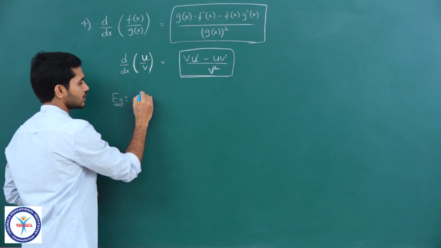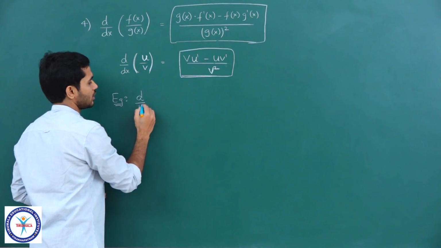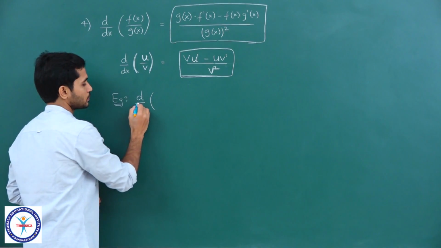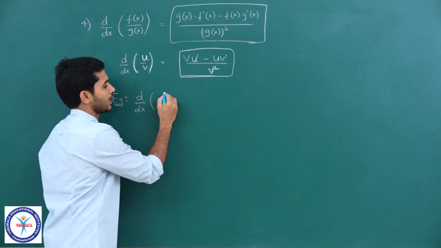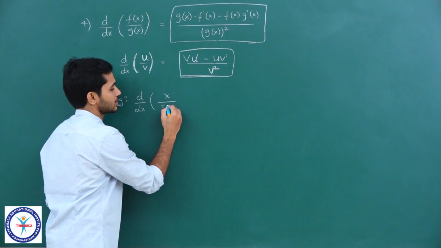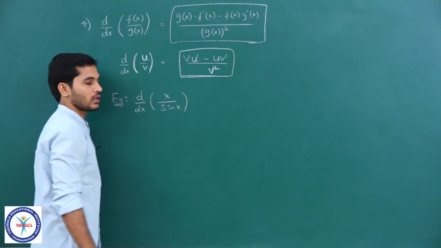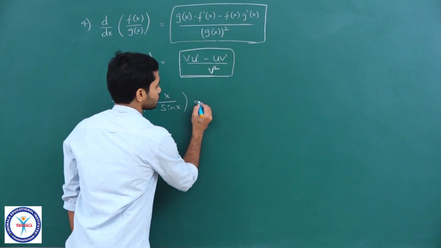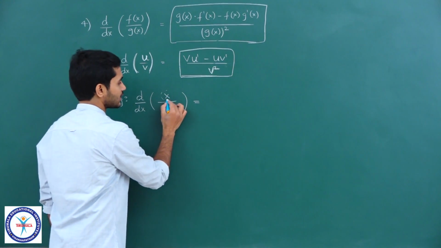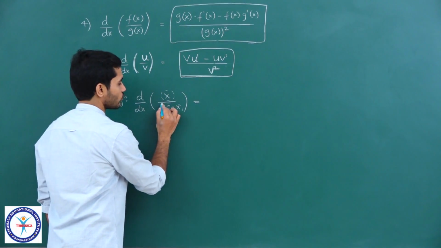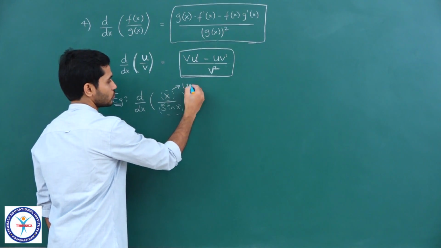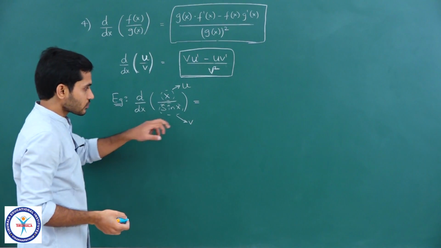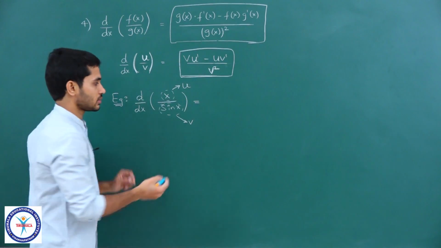Now, find d by dx of, let us say, x by sin x. So, we need to find the derivative of x by sin x, clear. As we have done in the earlier case, we will first identify the two functions. So, this is u, this is v, right. So, let us do the simplification.